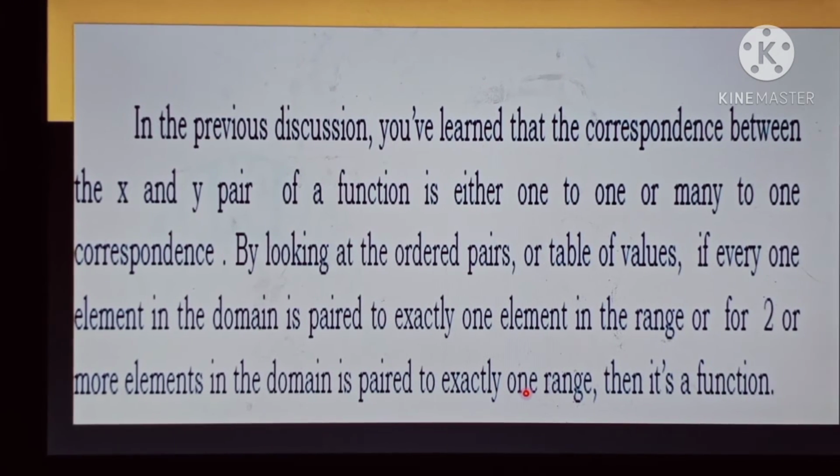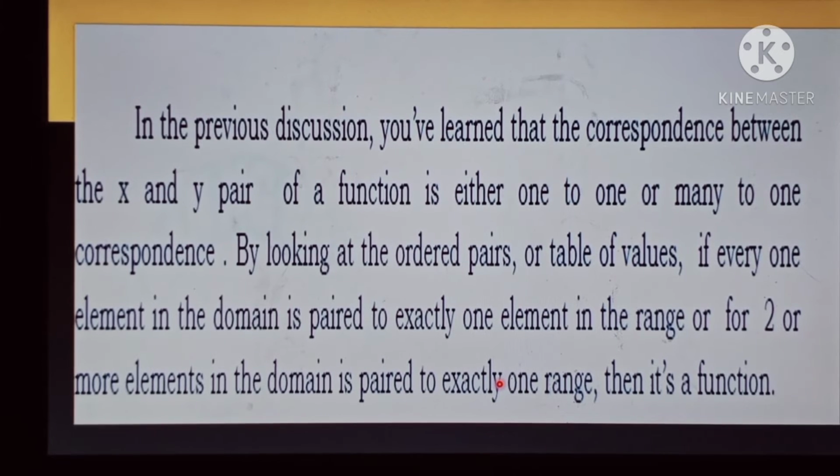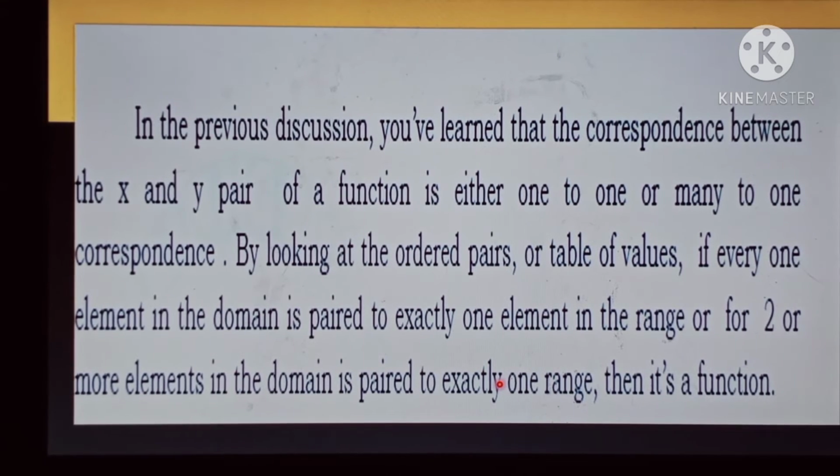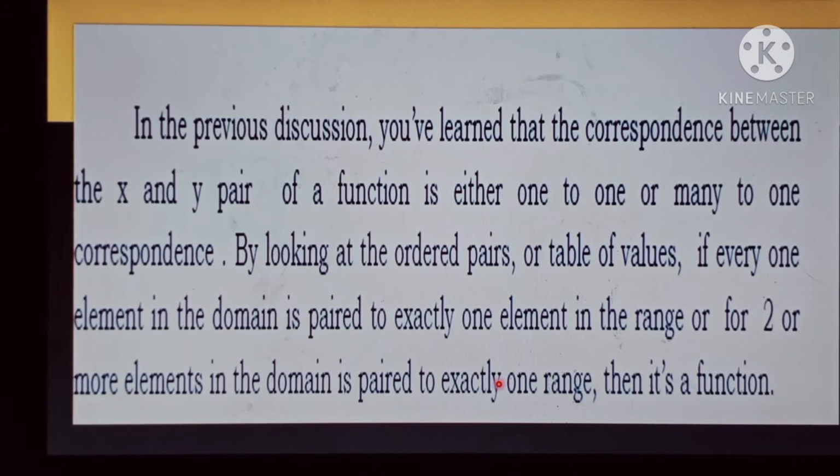So, kahit na marami namang value ng x na hindi nag-uulit, nagdo-duplicate, at isa lang range, that is still a function. Pero once na naulit yung value ng domain, halimbawa ay 1, 1, 2, 3, 4, 5. So, 1, 1 is considered duplication na naulit. So, that is only relation.